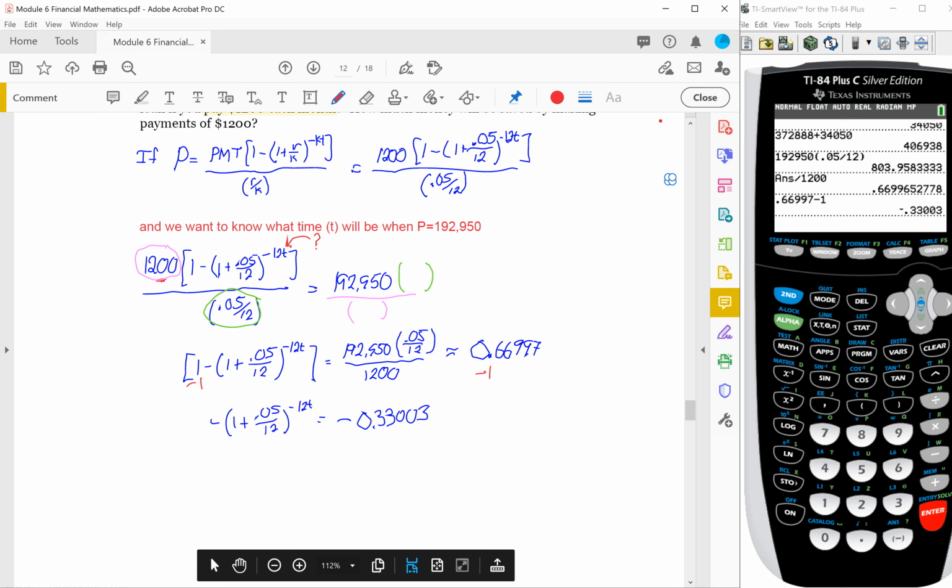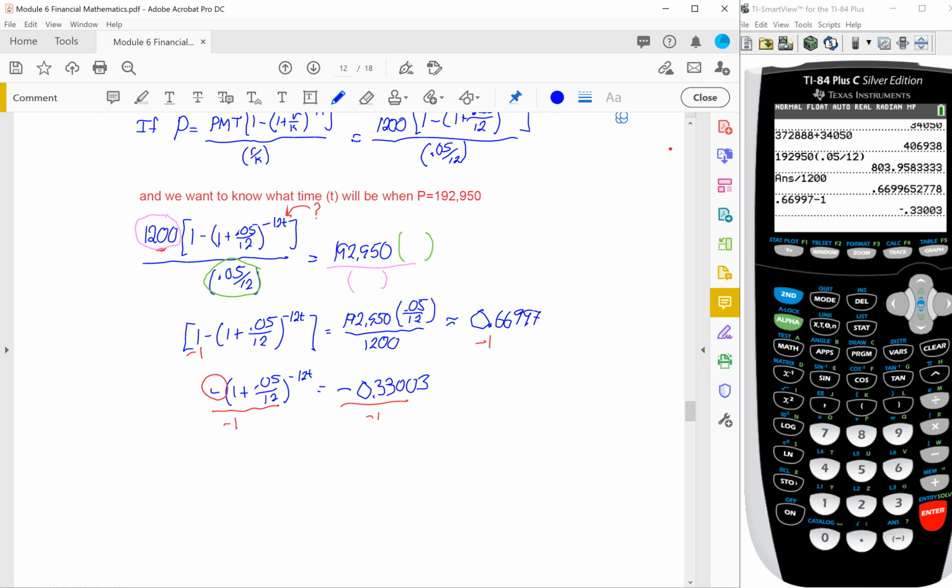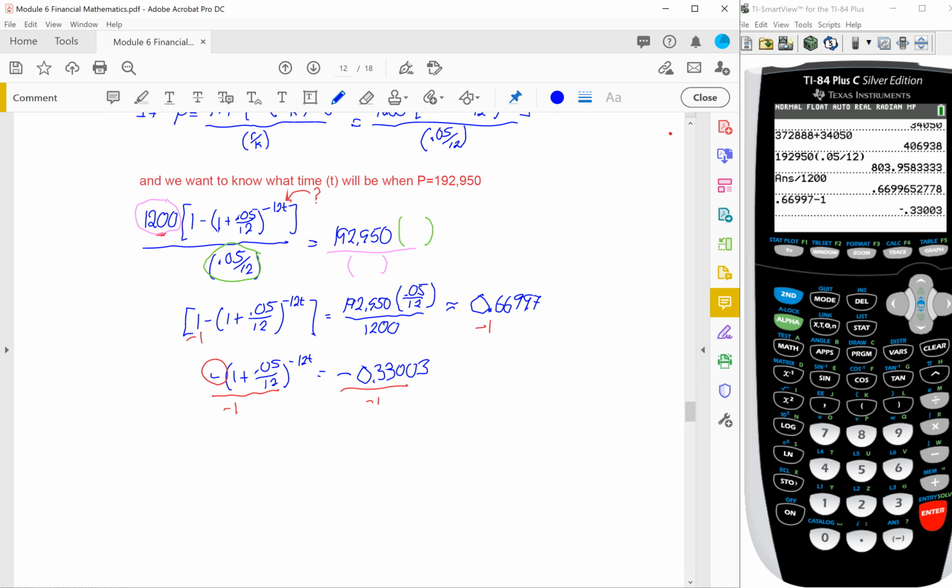Now I'm going to divide this side by negative 1, divide this side by negative 1 to get rid of this negative sign that we have here. So we get 1 plus the 0.05 divided by 12 raised to the negative 12t.